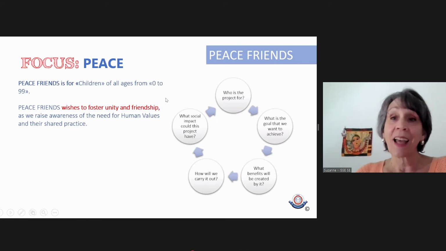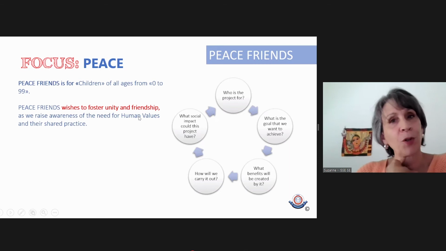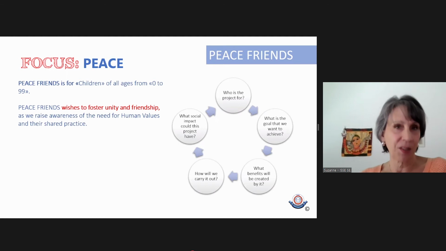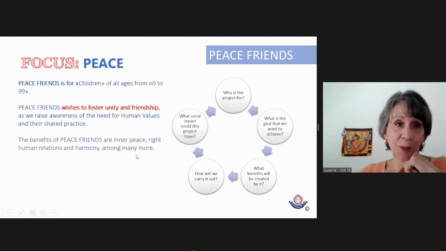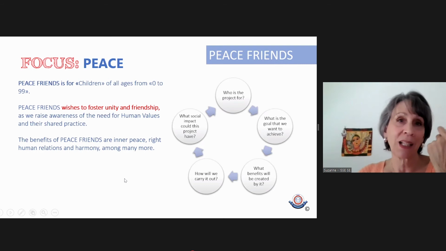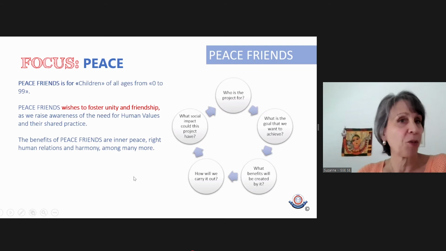And what is the goal that we would like to achieve through this project? Now, Peace Friends, this is implicit in its name, wishes to foster unity and friendship. And as we go through the process, as we follow the thread and the steps, we will gradually contribute to building awareness for the need of human values and their shared practice. And what benefits will be created by Peace Friends? We feel that working with peace will foster inner peace, right human relations, and harmony. But there are many more human values that will be elicited and brought forth through this project.